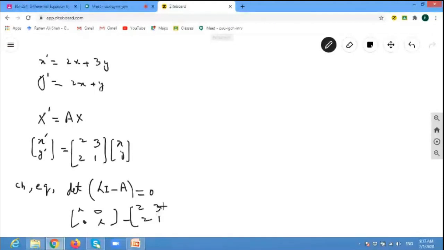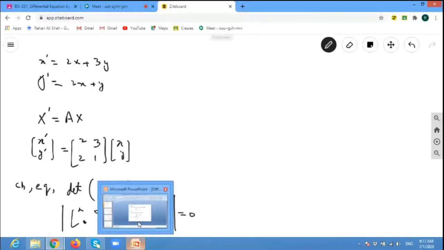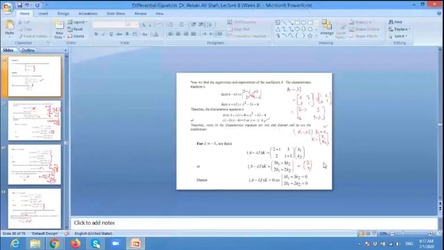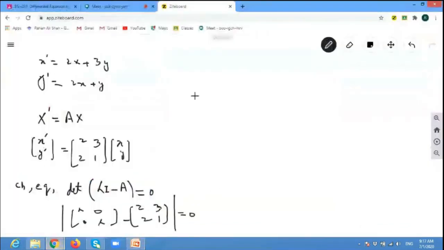So if you take the determinant equal to 0, you will get the quadratic equation in lambda. That is lambda square minus 3 lambda minus 4 equal to 0. So you will get two values of lambda: one is minus 1 and another is 4. Is that clear? Is it clear till here?